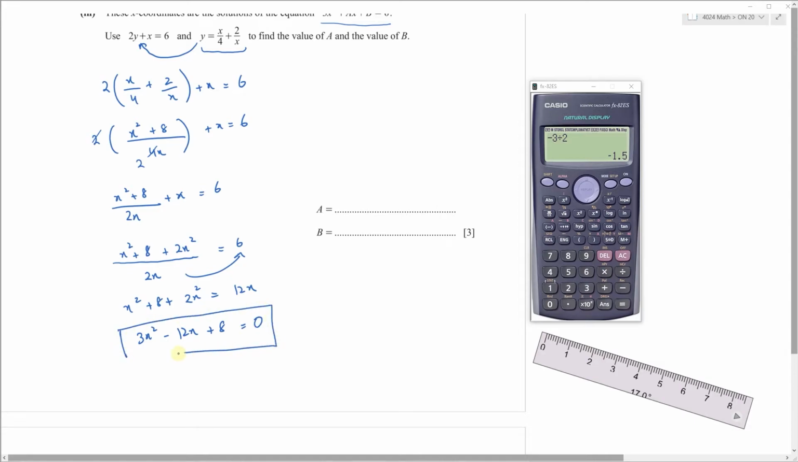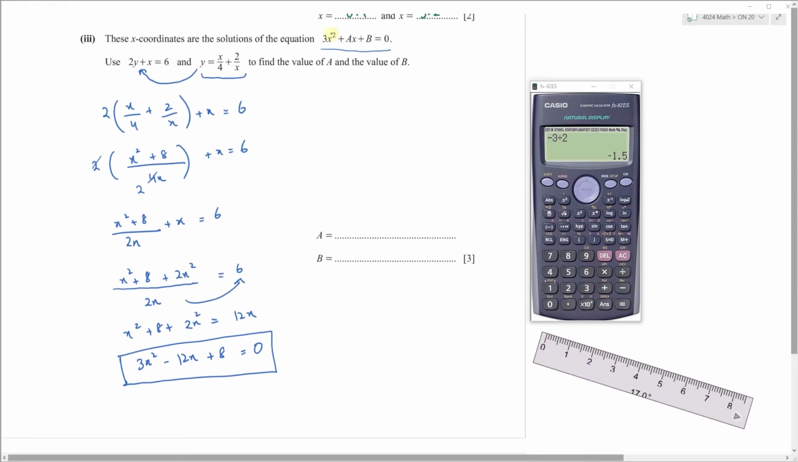So now let's compare this with the equation given here. So I have 3x square, 3x square. The coefficient of x is a here. What is the coefficient of x? Minus 12. So your value of a is minus 12. Your constant value with no x variable is b. So your constant value here is 8. So your value of b is 8. So yeah, that's how you will get this answer.